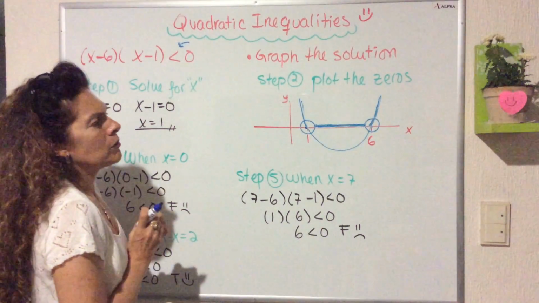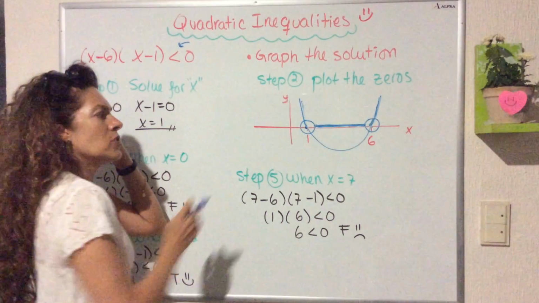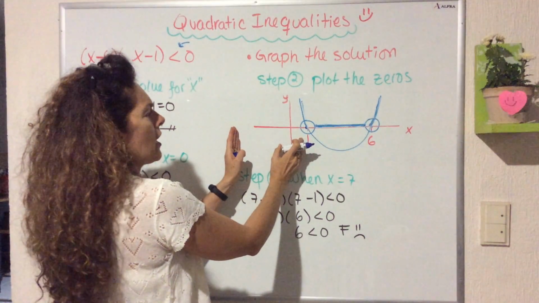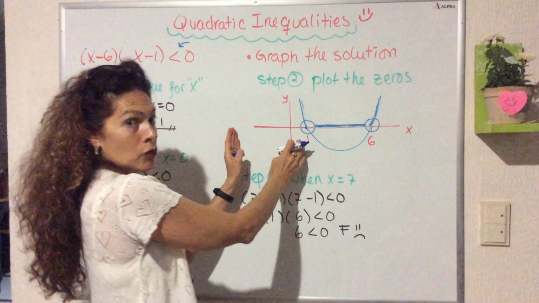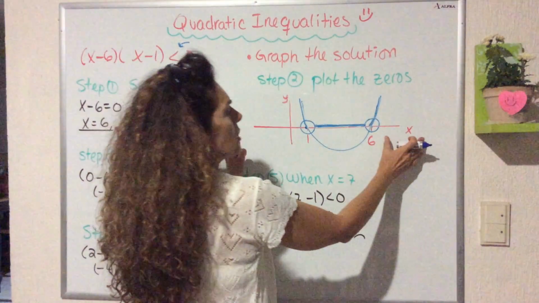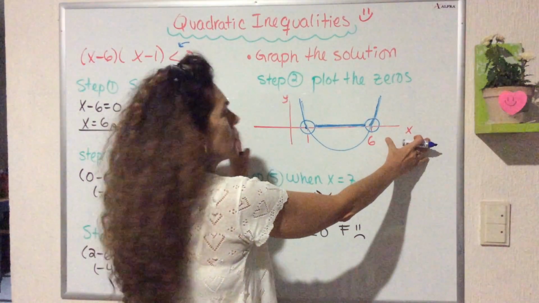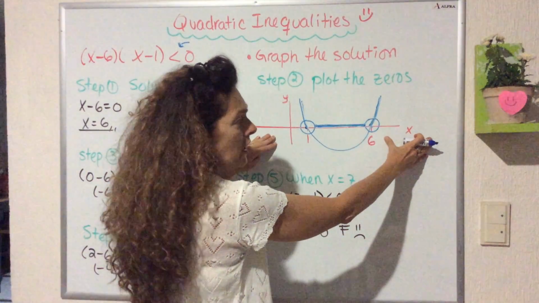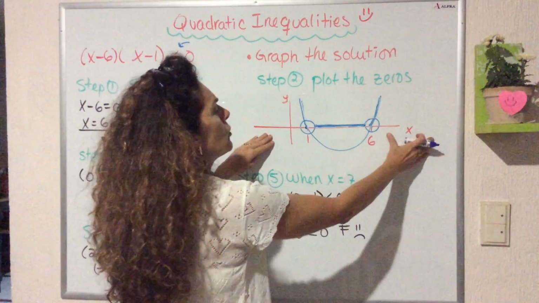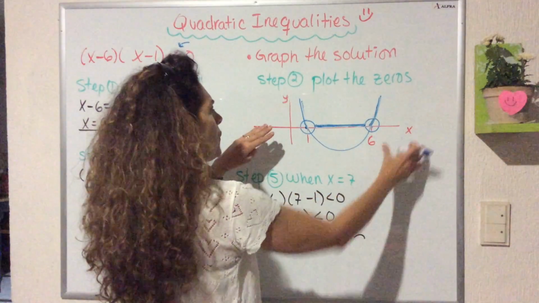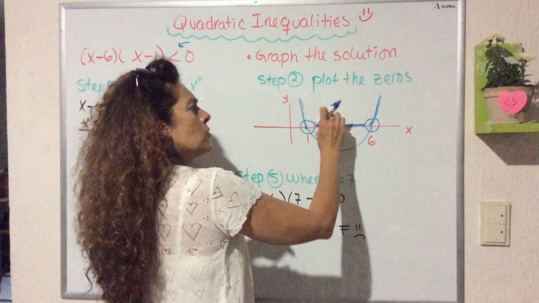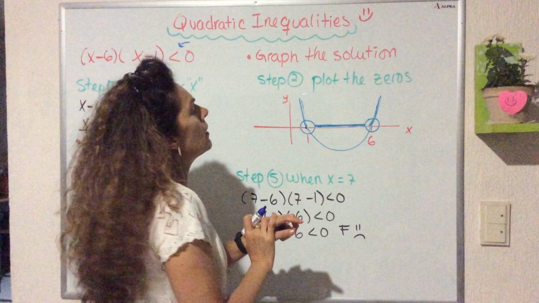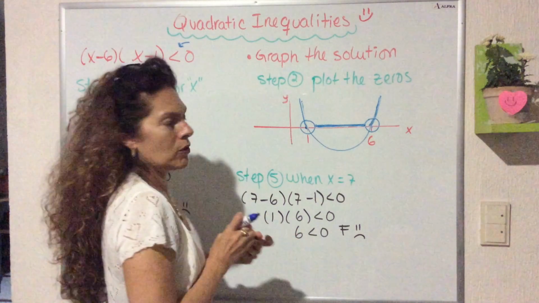Let's check this part, okay? Here we have a common behavior that when you get true in this part, in the numbers that are smaller than the smallest root, also you are going to get true in the other part, in the numbers which are greater than the greatest root. But if you get false here, you get false here, and usually you get true in this part, in the center of the parabola. Okay? This is a common behavior.